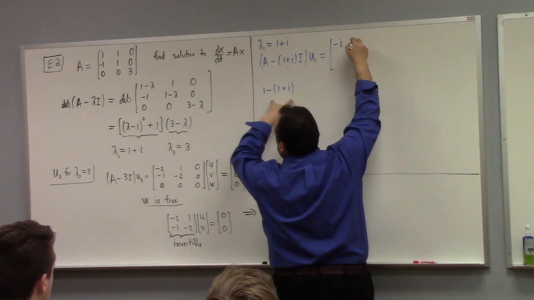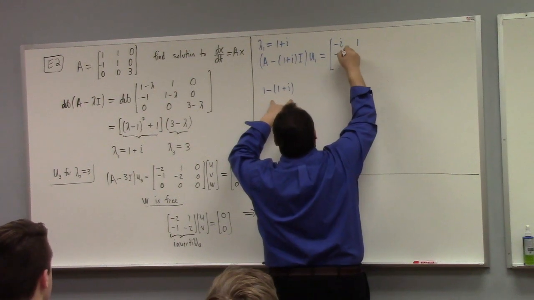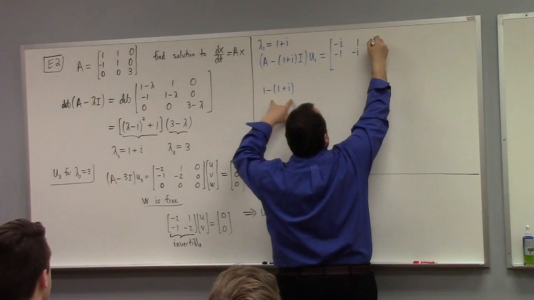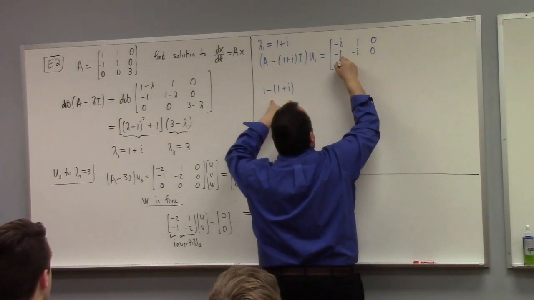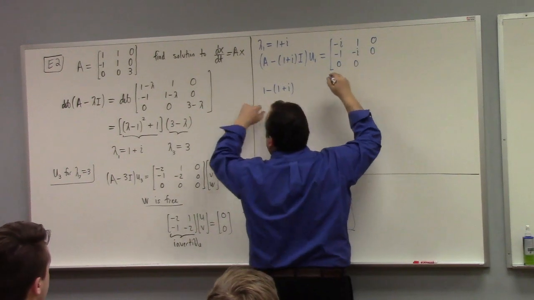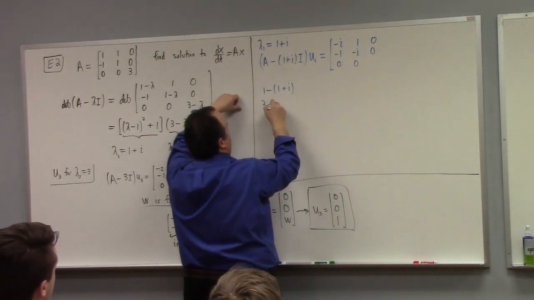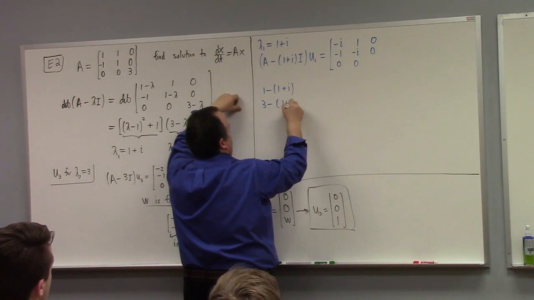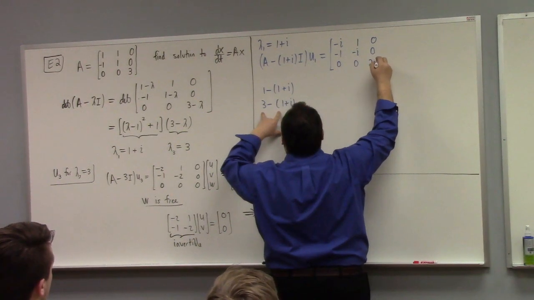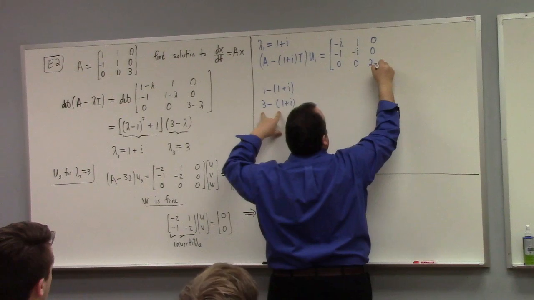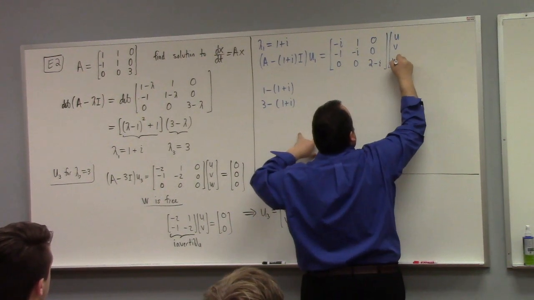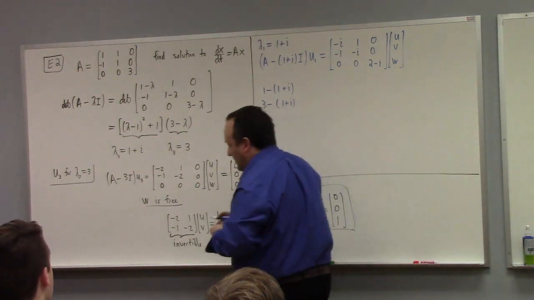The 1 is still what it is. Minus 1 is still minus 1. And that other one also simplifies to minus i. I still got the 0 here, the 0 here, a 0 here, and a 0 here. And there, we're working out down here, what's 3 minus (1 plus i)? Looks like a 2 minus i. Okay? So we're trying to find the eigenvector here.